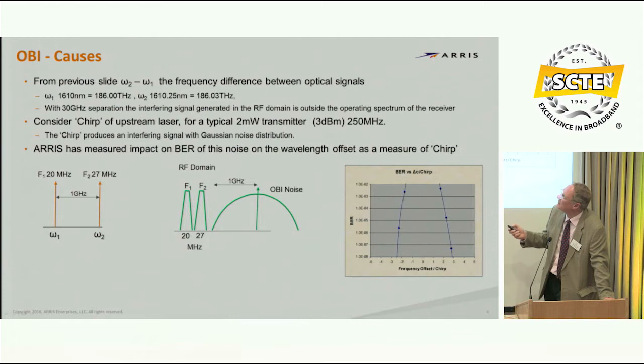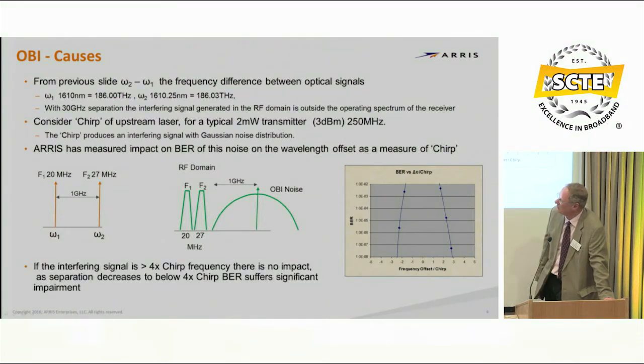So if you've got 30 gigahertz spacing, as we showed at the top, this is centered at 30 gigahertz. Although it's in the receiver, the electronics just ignores it because it can't handle a 30 gigahertz signal. So it's only when the separation of these two signals gets closer together that this noise starts being introduced into the return path receiver output.